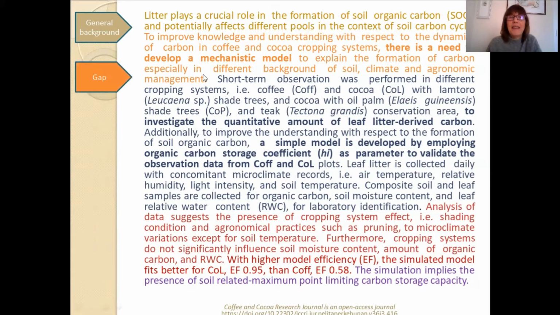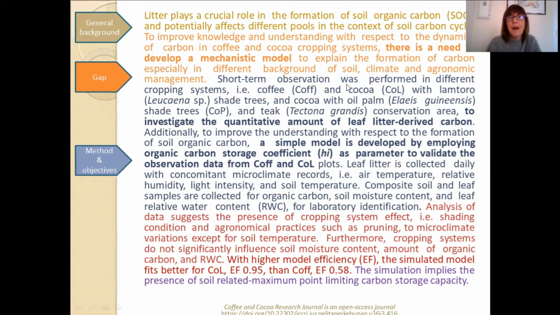Then this is the gap, okay? To improve knowledge and understanding with respect to the dynamics of carbon in coffee and cocoa cropping systems, there is a need to develop a mechanistic model to explain the formation of carbon, especially in different backgrounds of soil, climate, and agronomic management. Okay, so now we're saying what we're doing here.